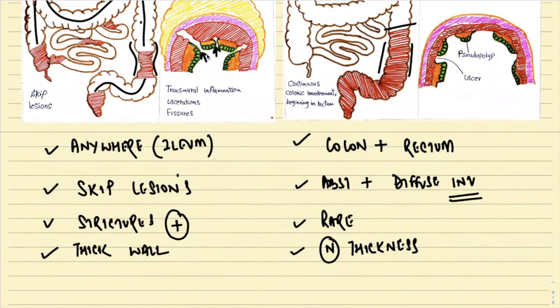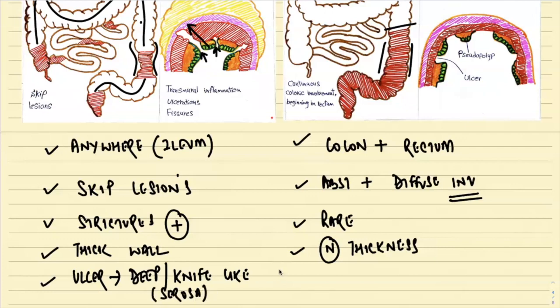But the important feature is that this ulcer over here is very narrow, deep, knife-like, and it is extending up till the serosal layer. Whereas if you compare the same ulcer in ulcerative colitis, they are more broad, not narrow, and more superficial. So the fifth important point of difference is the presence of a deep, knife-like ulcer, and this ulcer is reaching up till the serosa. Everyone will agree with me on this point.